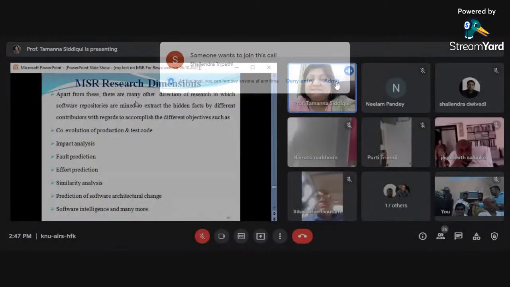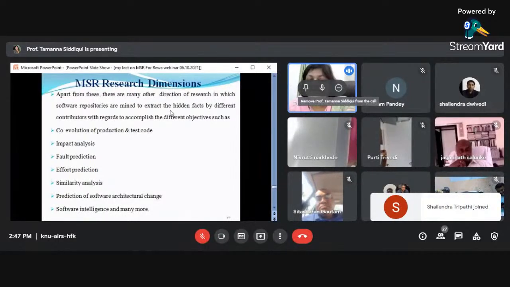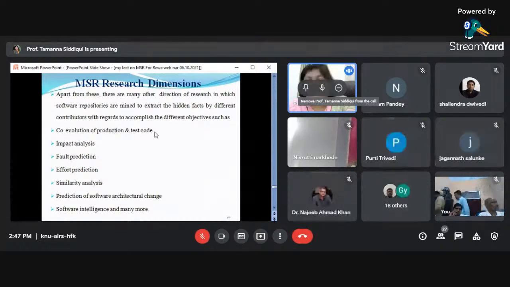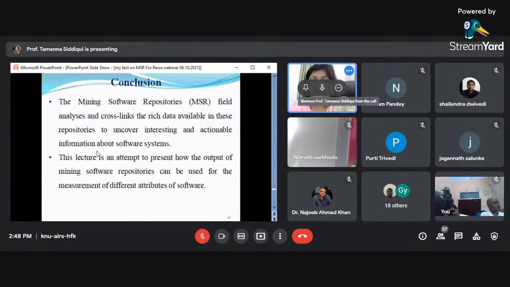Apart from these, there are many other directions of research in which software repositories are mined to extract the hidden facts, with regard to different objectives such as co-evolution of production and test code, impact analysis, fault prediction, effort prediction, similarity analysis, prediction of software architectural change, software intelligence, and many more. This is a very new area and huge scope is available in the MSR field.